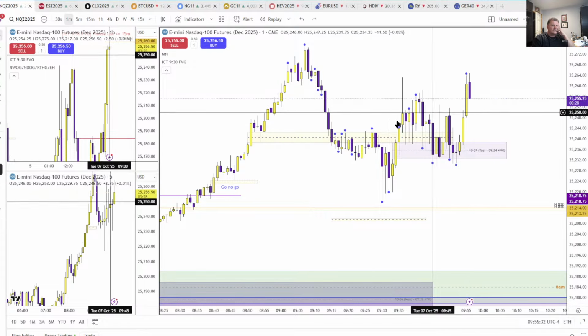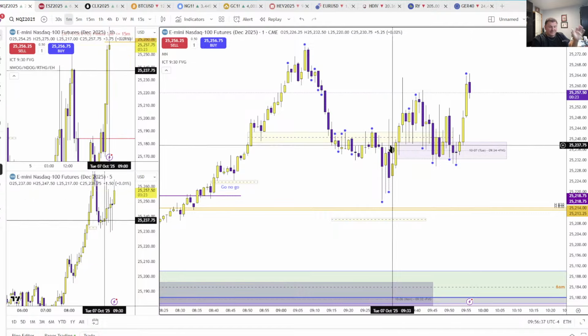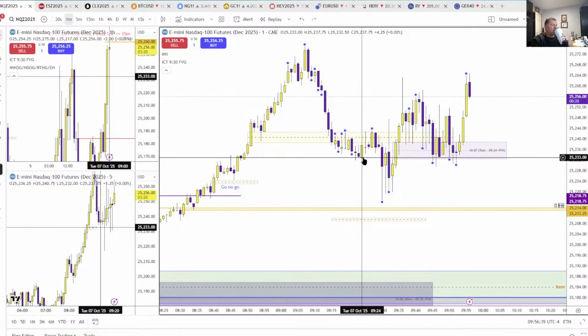Support this candle here. I want to see that go higher now. I'm going to wait for 10 o'clock.